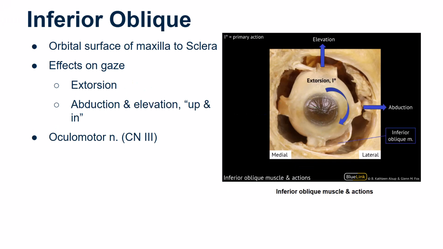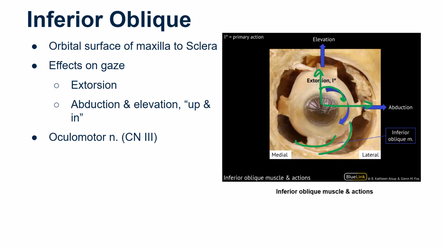And lastly, but not least, we have the inferior oblique. The inferior oblique is going to originate on the orbital surface of the maxilla, and it's going to run over and insert on the sclera. In terms of its effect on gaze, its primary action is that of extorsion, so moving the superior pole laterally. Its secondary effect on gaze is that of abduction and elevation. And it is innervated by the oculomotor nerve.